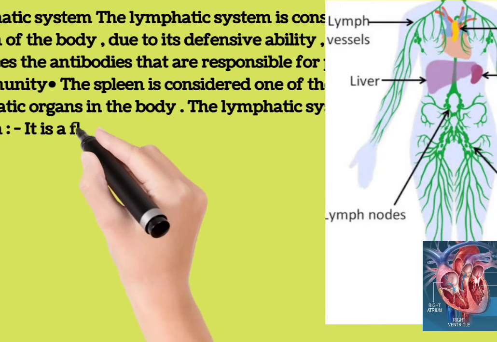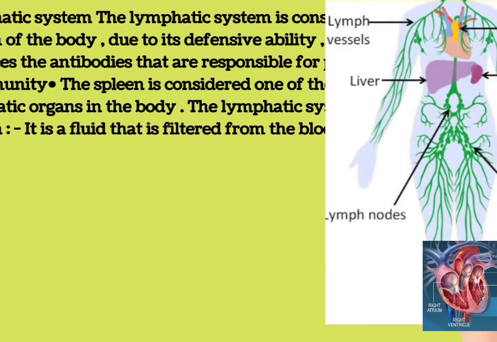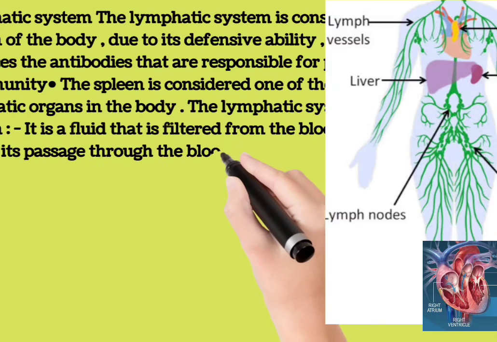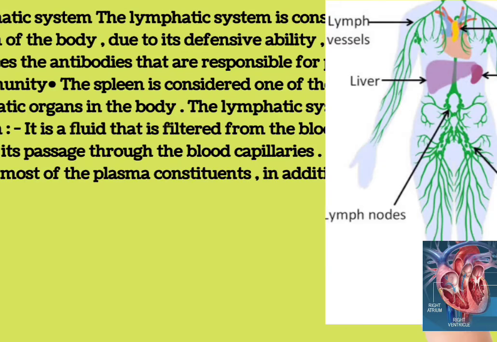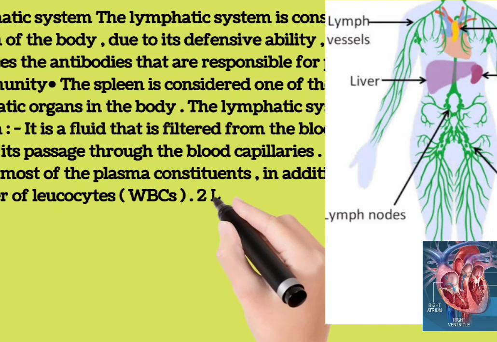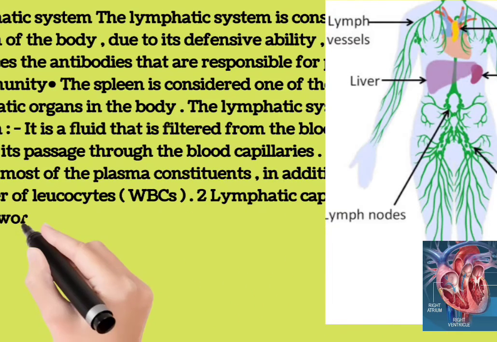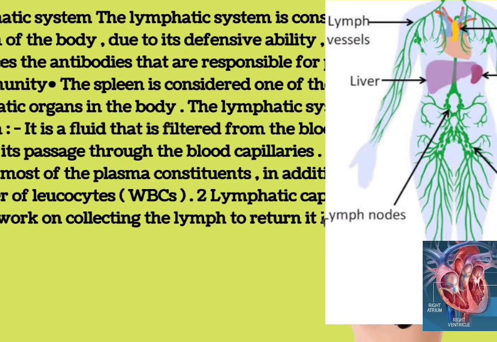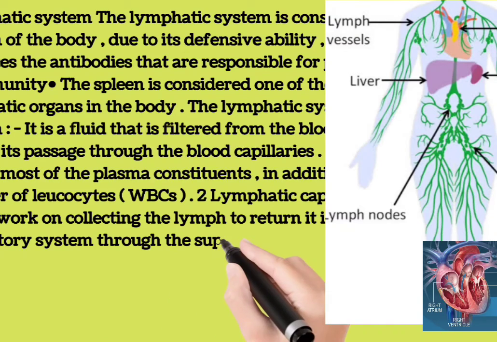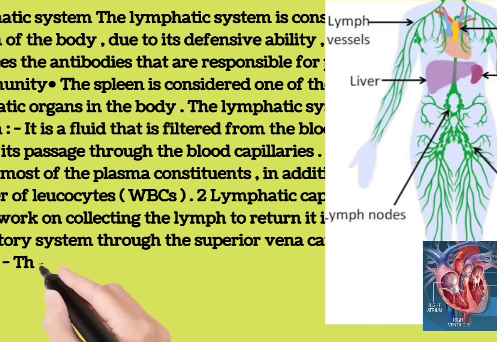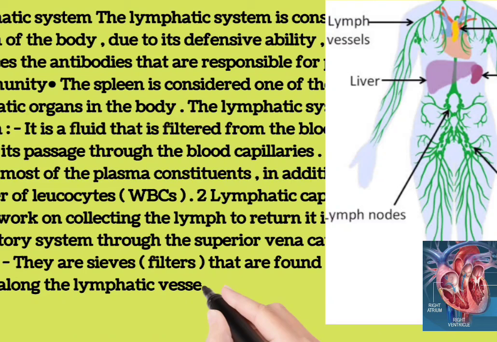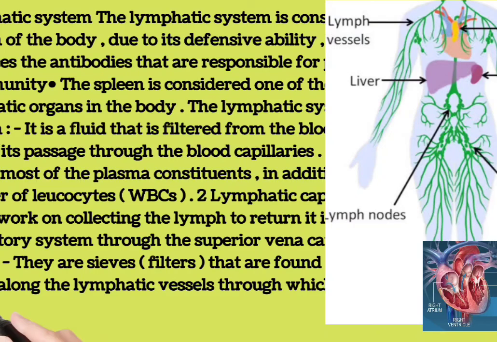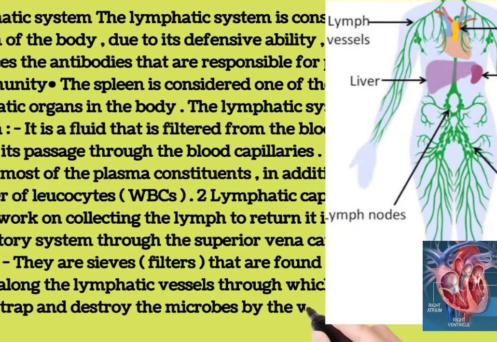The lymphatic system consists of lymph. It is a fluid that is filtered from the blood plasma during its passage through the blood capillaries. It contains nearly most of the plasma constituents, in addition to a large number of leukocytes, WBCs. And lymphatic capillaries and vessels. They work on collecting the lymph to return it into the circulatory system through the superior vena cava.